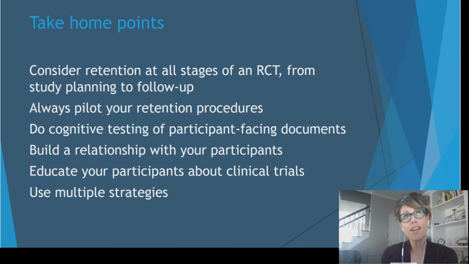What we want to definitely leave you with is to think about retention at all stages of your trial, including right when you're writing that grant. Pilot those procedures, and do cognitive testing of all participant-facing documents to make sure that they're interpreting them in the way that you mean for them to, and so they can point to areas where you might be using words that they have a different definition of than you do. Build that relationship with participants, and educate your participants about clinical trials.